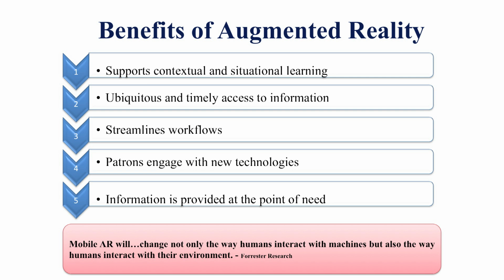helpful to libraries. Number 1, support content, contextual and situational learning, ubiquitous and timely access to information, streamlines workflows, patrons engage with new technologies, and information is provided at the point of need. That is why mobile augmented reality will definitely change not only the way humans interact with machines, but also the way humans interact with their environment.